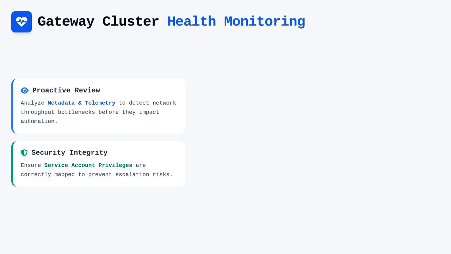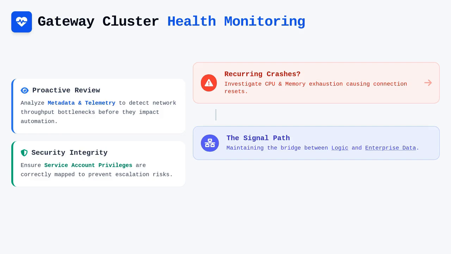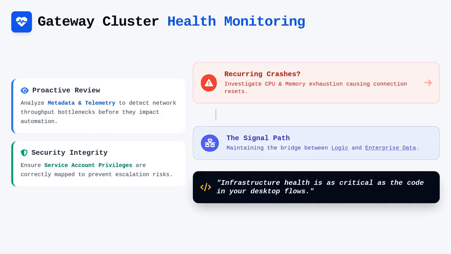If the service experiences recurring crashes, investigate resource contention on the physical server, as CPU or memory exhaustion often manifests as intermittent connection resets. Keeping the gateway environment healthy is essentially about maintaining the integrity of the signal path between your automation logic and your enterprise data, which is just as important as the code you write within your desktop flows.